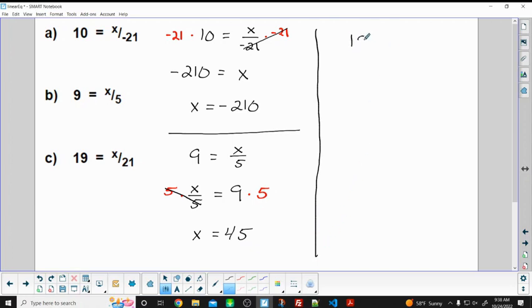And we have 19 is equal to x over 21. And so I have division of 21 on that right side. I'm going to multiply by 21. It's almost like our first problem, except it's just positive. And so 21 times 19, that is equal to 399.